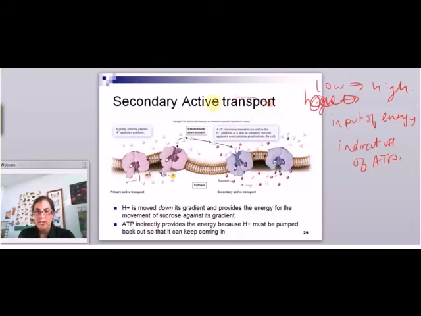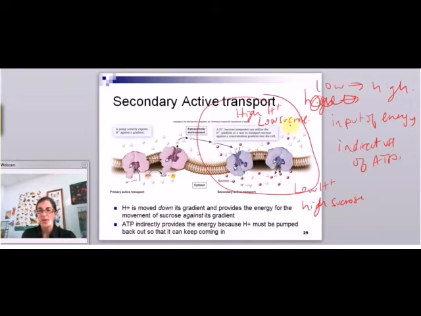So let's focus on this part of the figure first. On this side of the membrane, I have high H plus, low sucrose. So 2 different solutes at different levels. On this side, I have low H plus, high sucrose. And what the cell wants to do is move sucrose from low to high. So this is a food source, so it's trying to get the food into the inside of the cell.